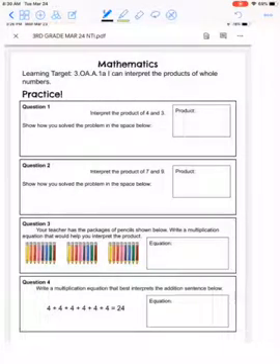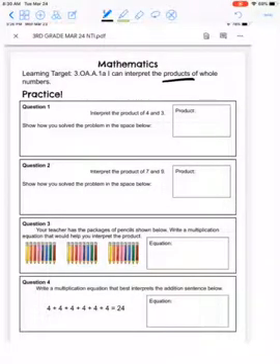Today we're looking at math. Our target says I can interpret the products of whole numbers. Interpret just means understand and apply and figure out the answers to multiplication problems, because we know that product is the answer to a multiplication sentence. So we're going to use some language there to interpret these questions and then help us solve.